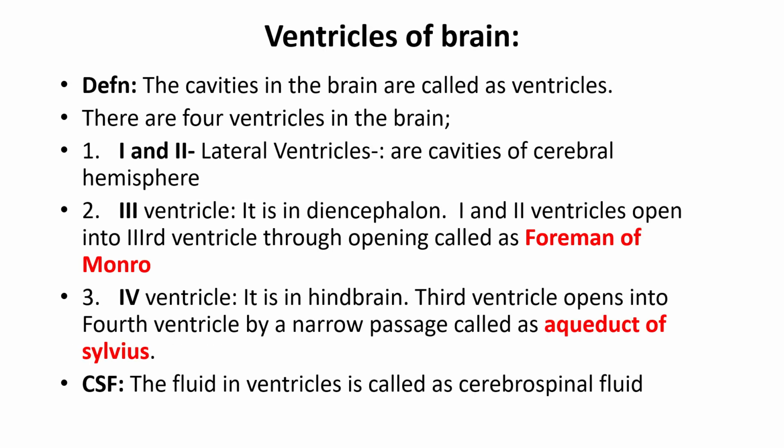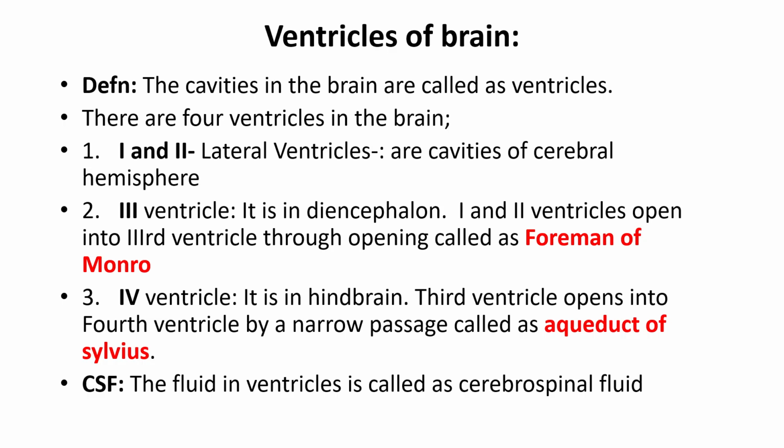Now we will see the ventricles of the brain. Cavities or spaces present in the brain are called ventricles, and because of that the brain weight becomes lighter. There are mainly 4 ventricles in the brain. The first and second ventricles are also called lateral ventricles. They are cavities of the cerebral hemisphere.